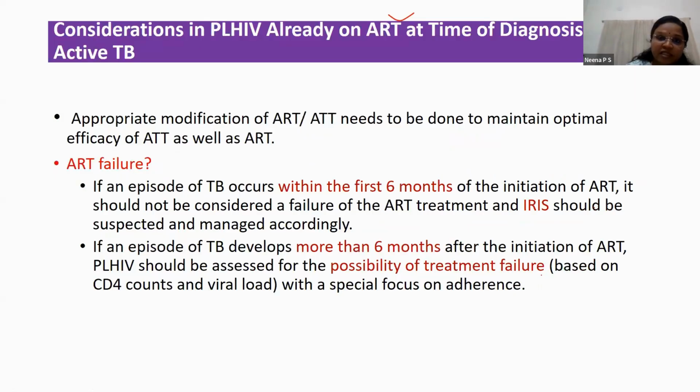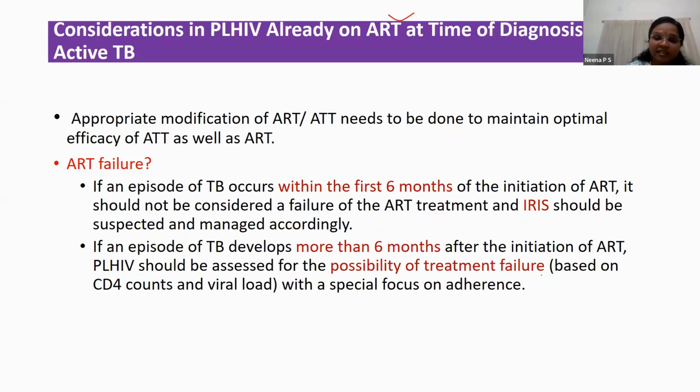So if there's a scenario that the patient is already retropositive, that is, he is already on an ART regimen, and now he is diagnosed to have TB, is that an ART failure? So what are the things that have to be considered? The first thing is whether the patient has developed TB within the first 6 months of starting ART. Then it is usually unlikely to be a failure of ART. It's mostly due to an IRIS.